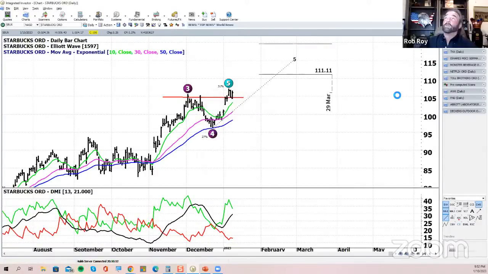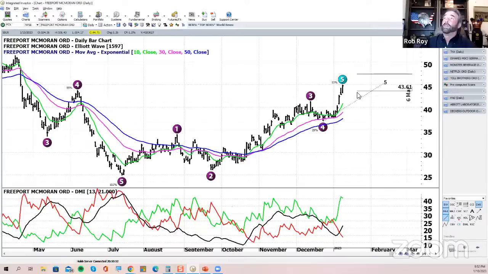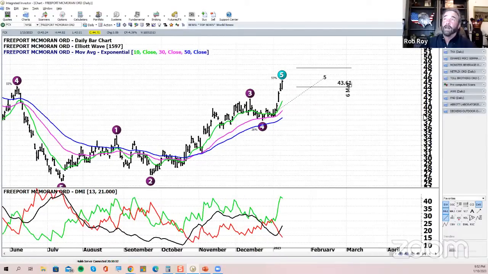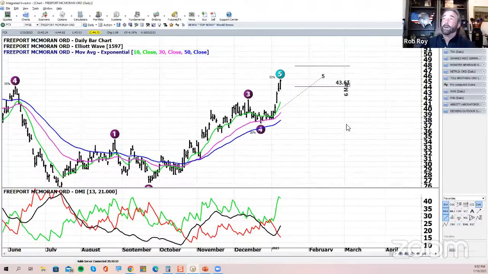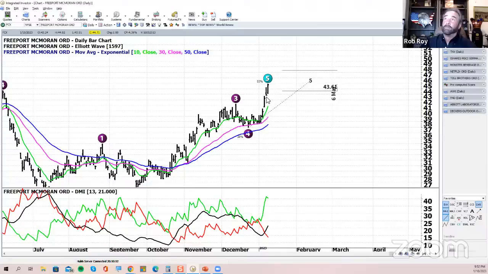So Freeport McMoRan is going to be kind of in the same area with gold and silver, and look at that move. So where's it going to go next? Well, look at the DMI. You couldn't ask for one better. I think it goes higher from here. Feel pretty good about that.